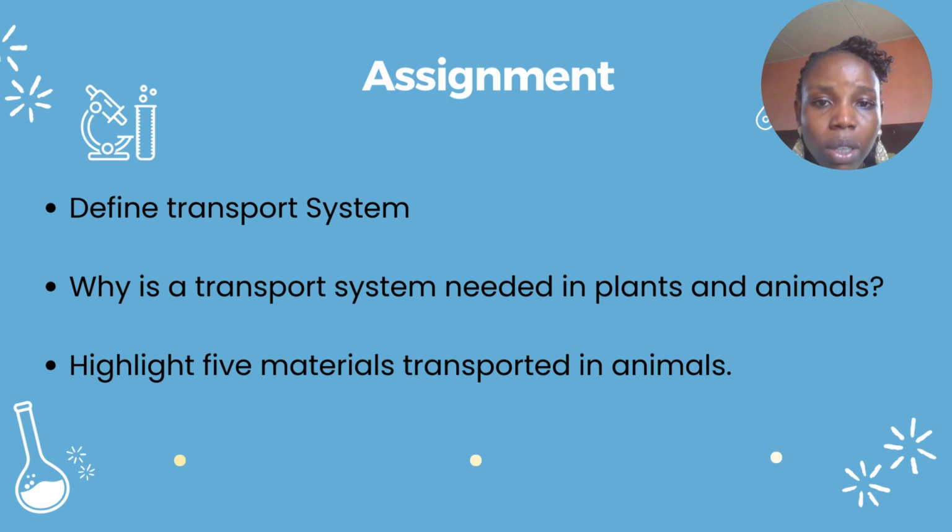Now we have a few assignments here for you. Number one, you will define transport system. You will tell me why a transport system is needed both in plants and in animals. Then you will highlight five materials that are transported in animals.